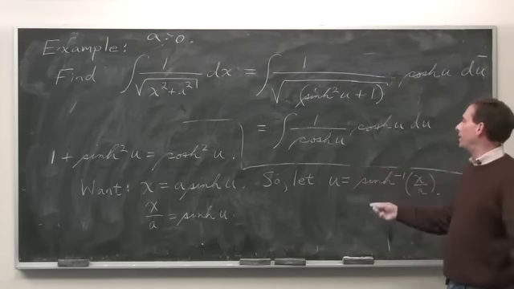I'll do it in my head. That's u plus a constant. But what's u? It's the inverse hyperbolic sine of x over a. And so that's our final answer.